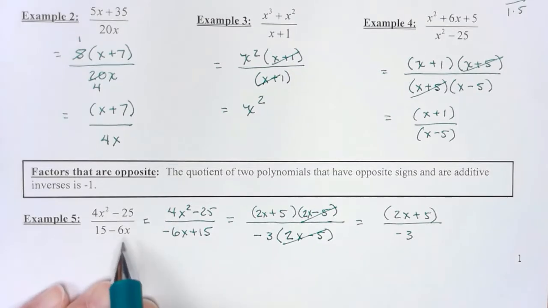But first, rewrite them in descending order, standard form, and then factor out a negative. So that's it for this one.